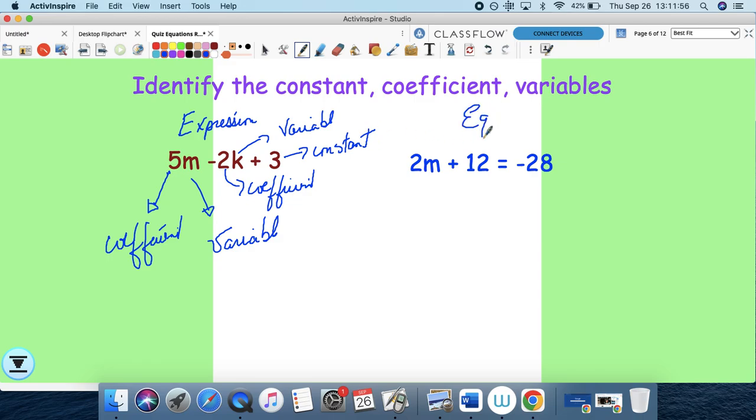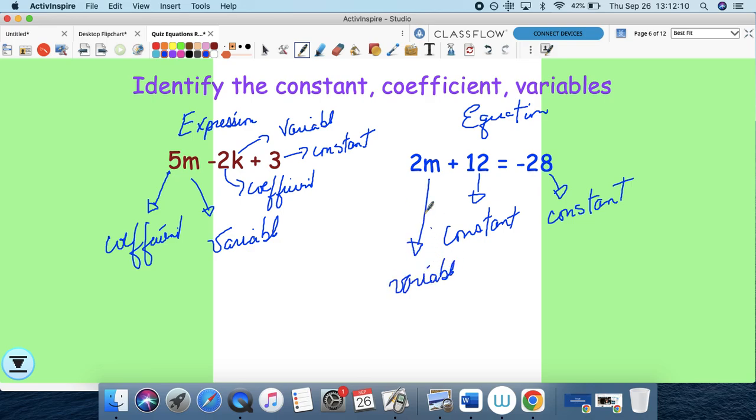This is an equation. And in this equation, the 12 is a constant. The -28 is another constant. The m here would be a variable. And the 2 would be a coefficient.